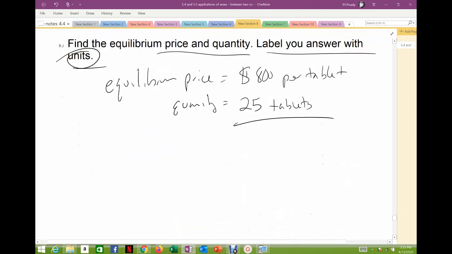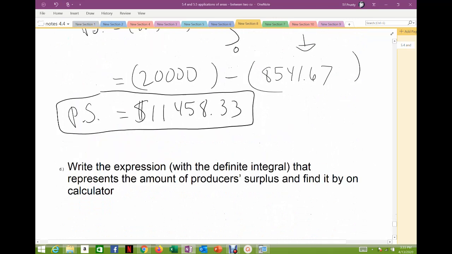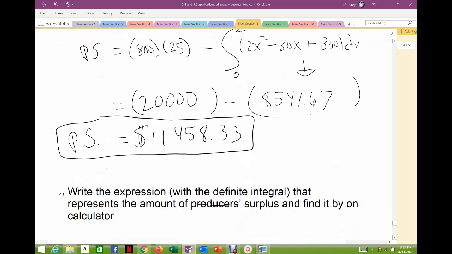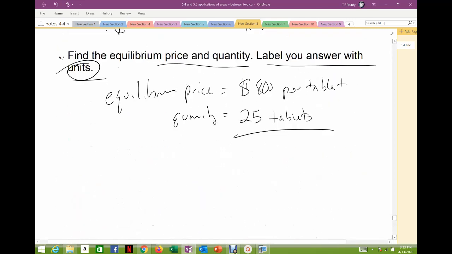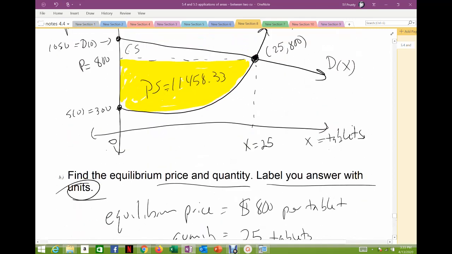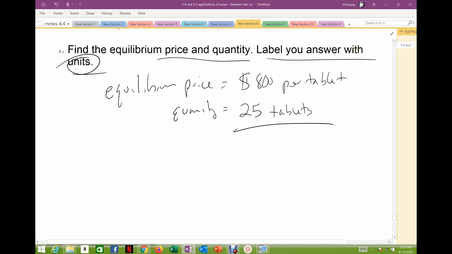Now the consumer surplus. Alright, write the expression with the definite integral that represents the amount of, oh, I have producers twice, this should be consumers. Consumer surplus, so I already did producers. Alright, didn't ask you to shade it in, but I'm at the very least going to label it, right? This is the consumer surplus that I'm looking for up here. That's the area I want to find. And so remember, the consumer surplus is the big area, the area under the demand function, and then I subtract away the revenue.